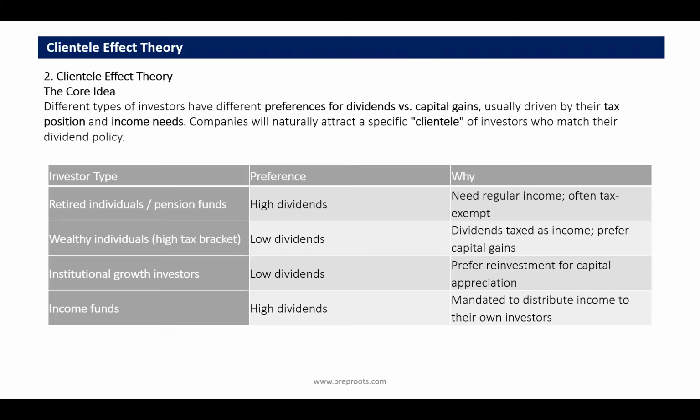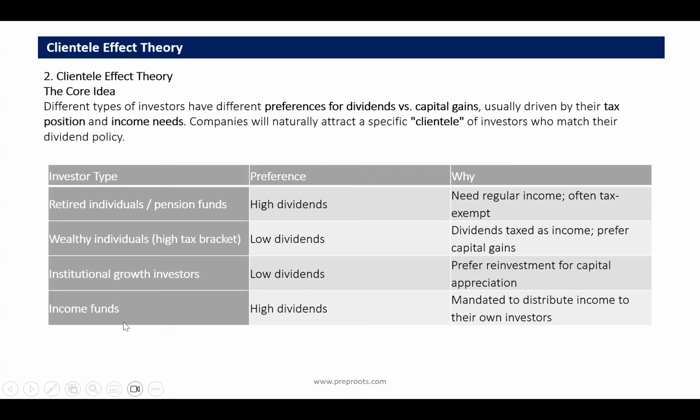So, for example, in Pakistan, FFC, Fauji Fertilizer, is a company which attracts those investors who like the dividend. Nishat Group attracts those investors who only like the capital gain. So, by investor type, retired individuals like high dividends, so they will invest in those companies which pay the dividend. Wealthy individuals don't like the dividends, they like the capital gain, so they will invest in those companies which do not pay dividends. Institutional investors, it depends. Some institutional investors only go for growth, they don't like the dividend.